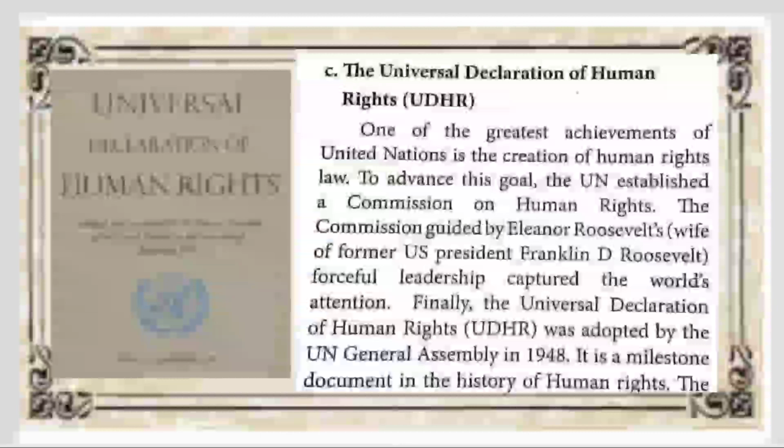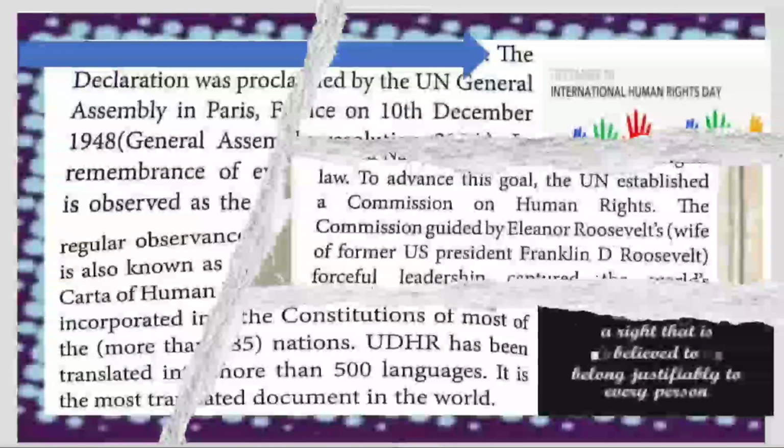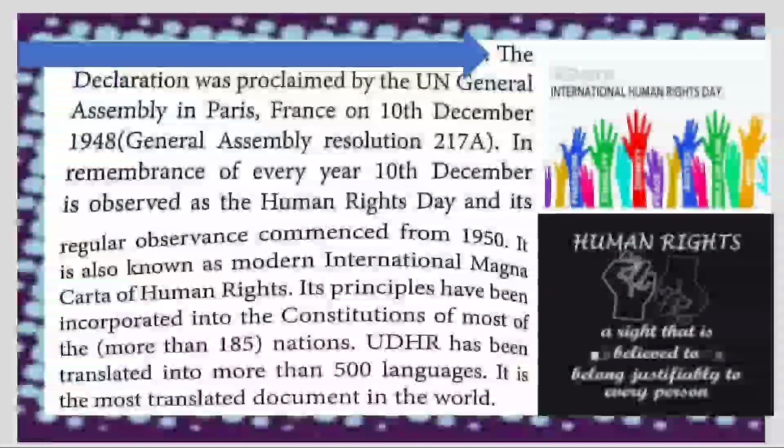The commission was guided by Eleanor Roosevelt, wife of former US President Franklin D. Roosevelt. Her forceful leadership captured the world's attention. Finally, the Universal Declaration of Human Rights was adopted by UN General Assembly in 1948. It is a milestone document in the history of human rights. The declaration was proclaimed, that is announced, by the UN General Assembly in Paris, France on 10th December 1948.